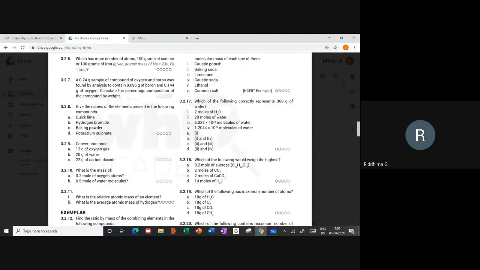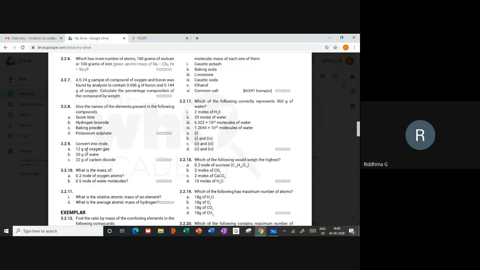And what if they ask you the 10th one? Again, what is the mass of 0.2 mole of oxygen atoms? Here they have specified oxygen atom, so you will take only O. You will not be taking O2. We have the number of moles, which will be equal to given mass upon actual mass. So we can multiply the actual mass by the number of moles to find the mass of oxygen atoms.